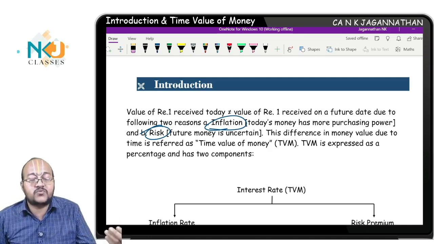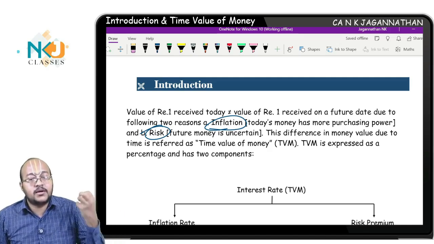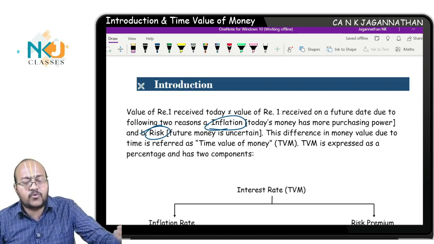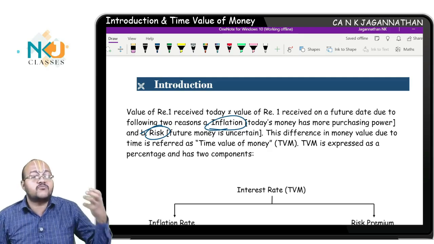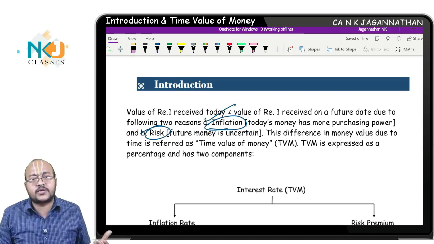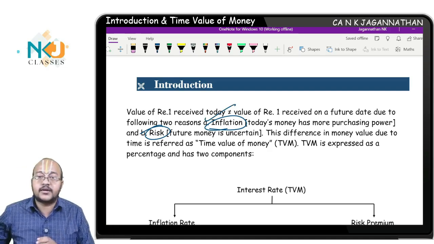Next year's value of the same 60 rupees will be less, because you can only buy a smaller quantity of whatever items you are purchasing. The value of the money has diminished. This is called inflation. So due to inflation, the value of money is getting reduced.